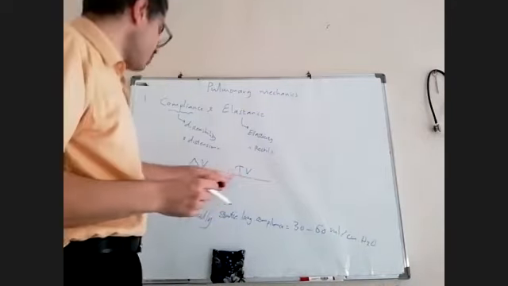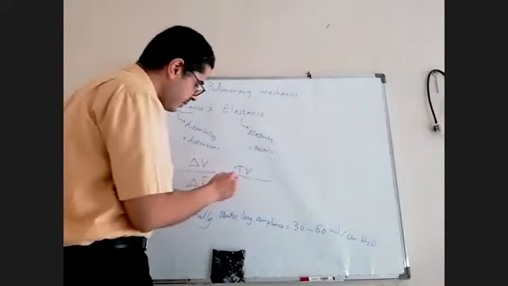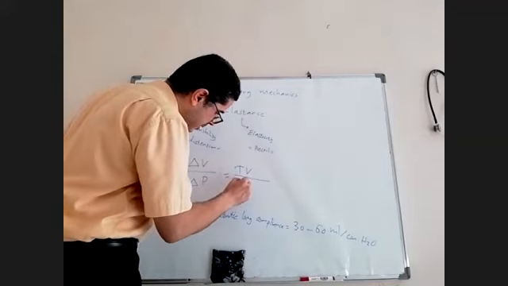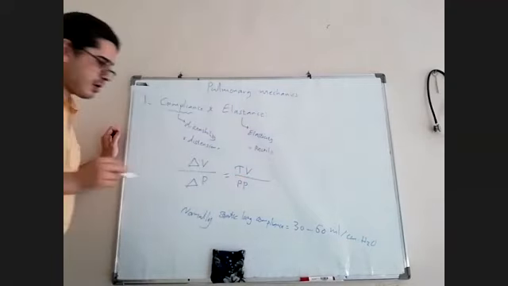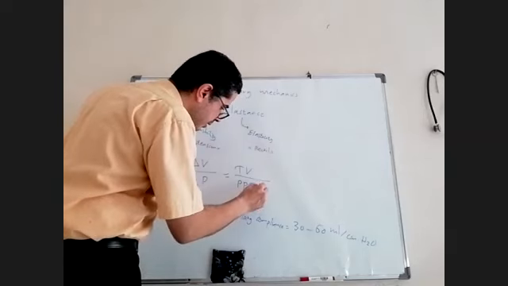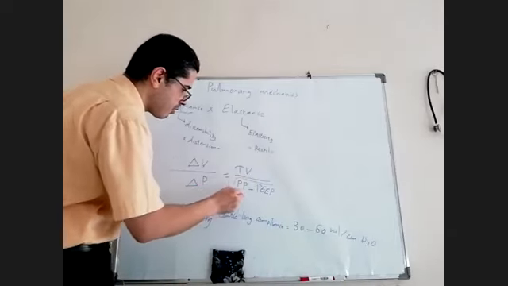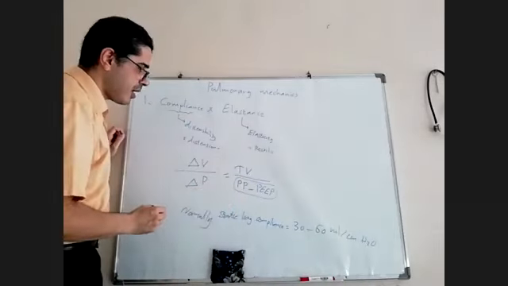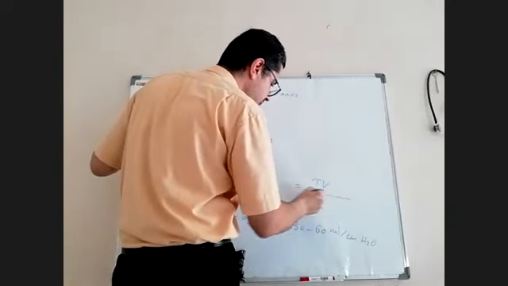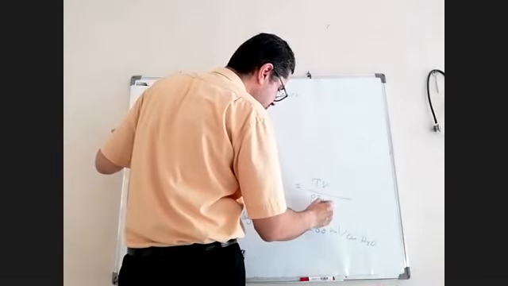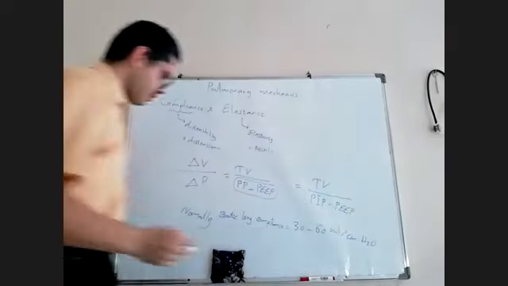So tidal volume is always the same. Delta P, if static lung compliance, it will be plateau pressure minus PEEP. This is for static compliance. If dynamic compliance, it will be tidal volume over peak inspiratory pressure minus PEEP.